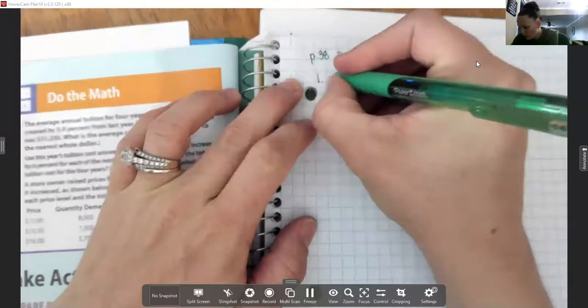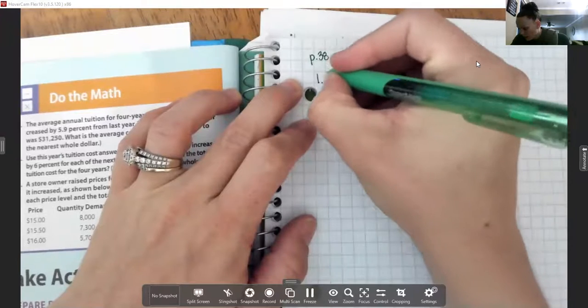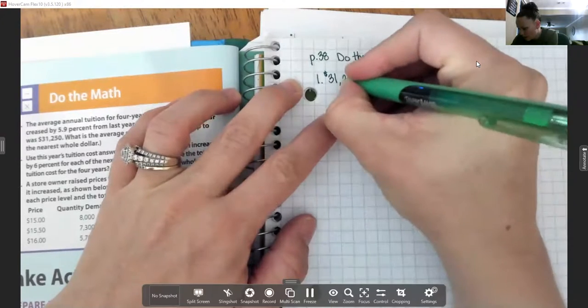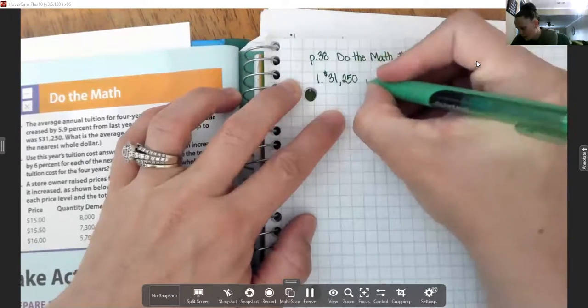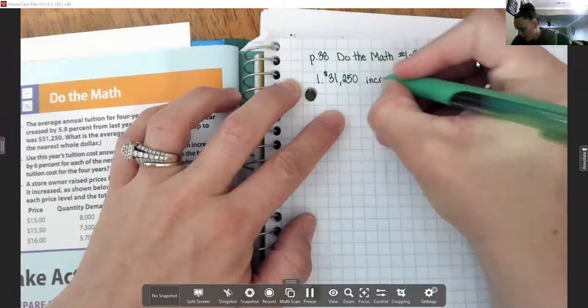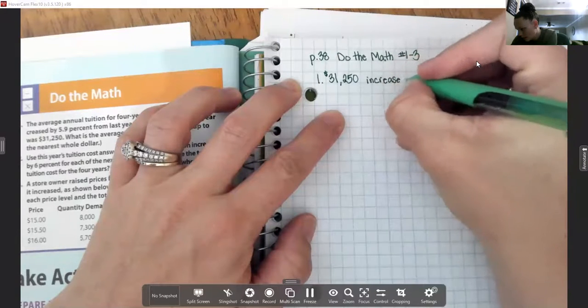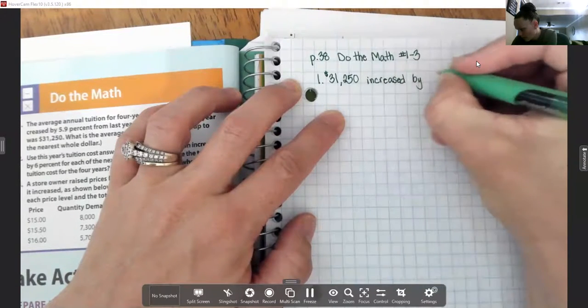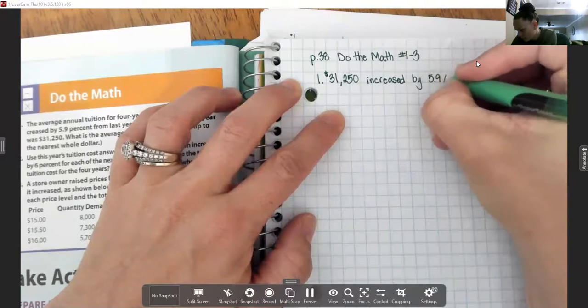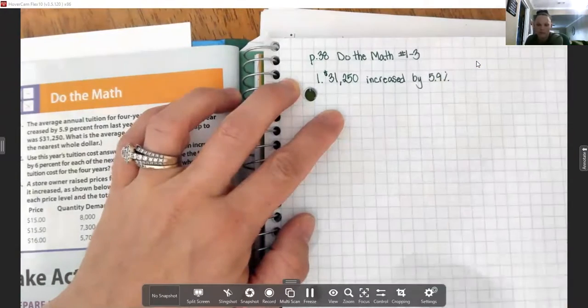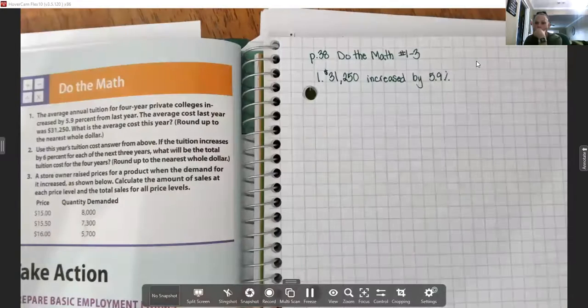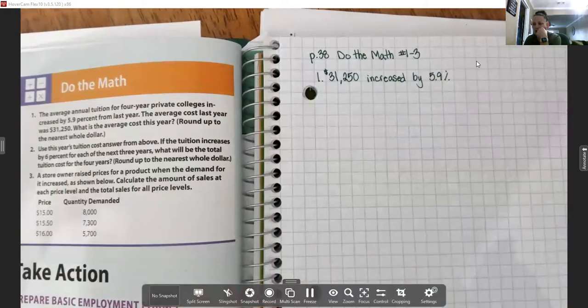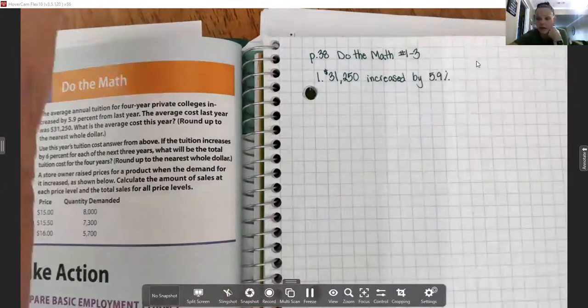So, number one here. Just kind of writing down what we know. $31,250 increased by 5.9%. And now we want to know how much we have to pay this year.